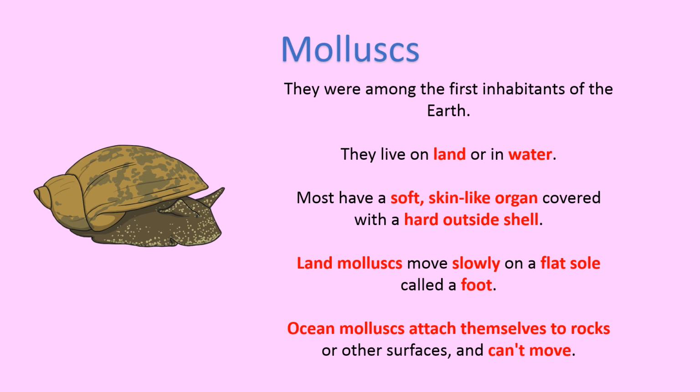Mollusks. They were among the first inhabitants of Earth. They live on land or in water. Most have a soft, skin-like organ covered with a hard outside shell. Land mollusks move slowly on a flat sole called a foot, and ocean mollusks attach themselves to rocks or other surfaces and can't move. So as we're going through each of these, you can also pause the video and read it out loud to yourself.